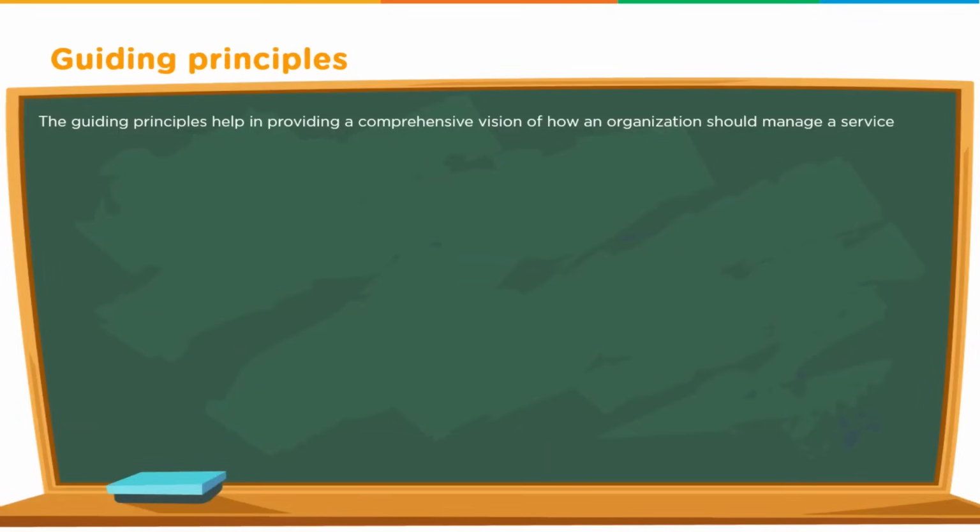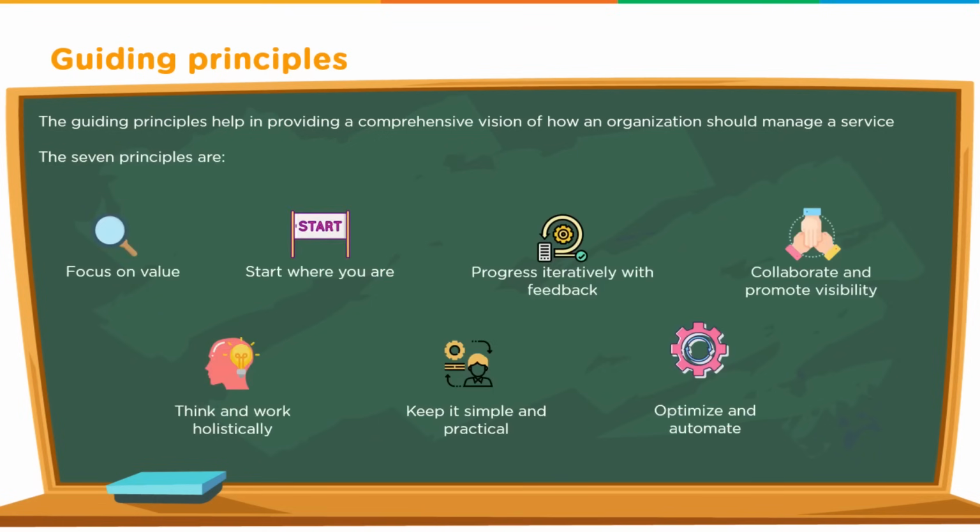Now, the components of the service value system. As we saw, guiding principles are one of them, which help in providing a comprehensive vision of how an organization should manage a service. There are 7 principles: focus on value, start where you are, think and work holistically, progress iteratively with feedback, keep it simple and practical, collaborate and promote visibility, and optimize and automate.